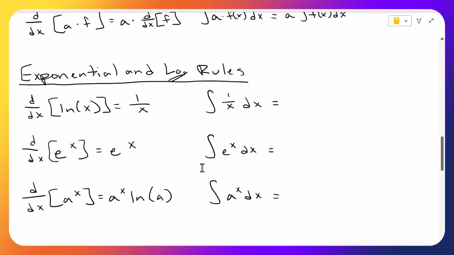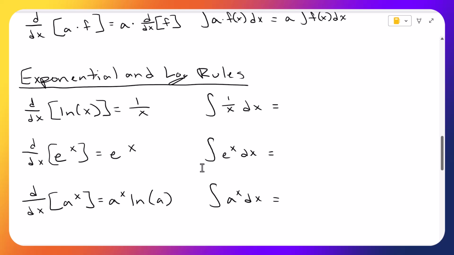Now we'll look at our exponential and log rules. We have the derivative of natural log of x is 1 over x. Well, then the antiderivative of 1 over x is going to be the natural log. And another thing you might lose points for here: the antiderivative is the natural log of the absolute value of x.